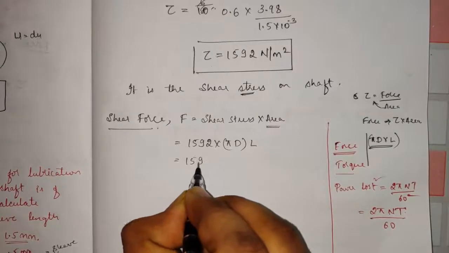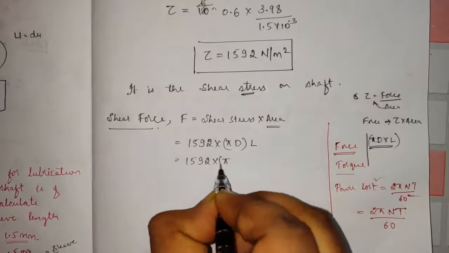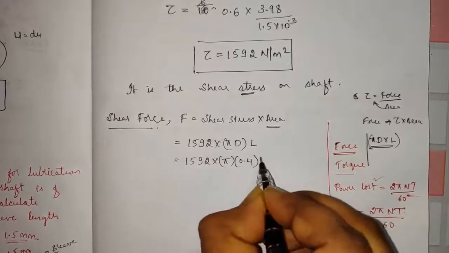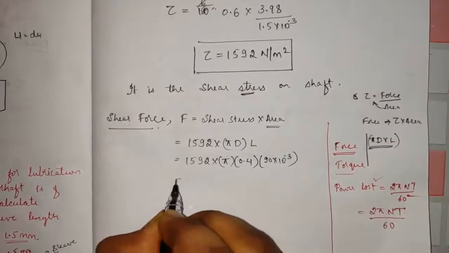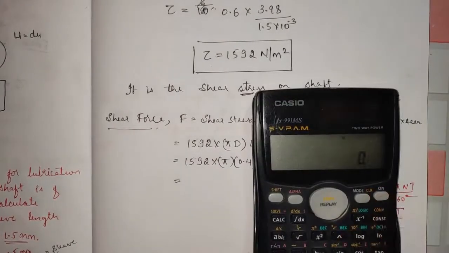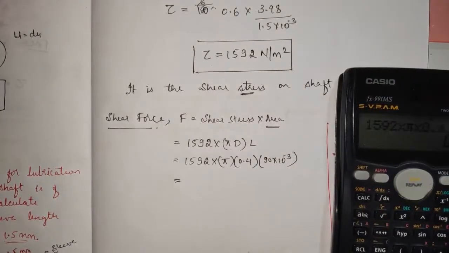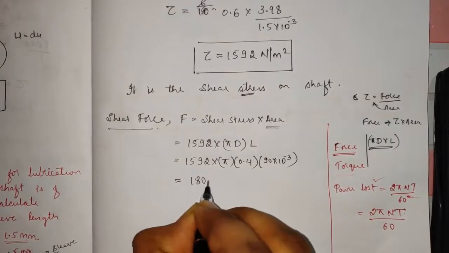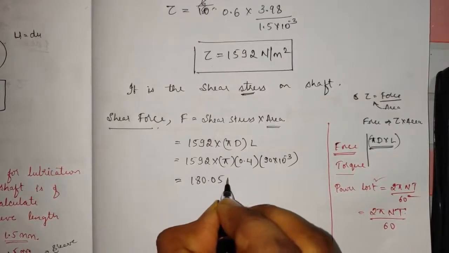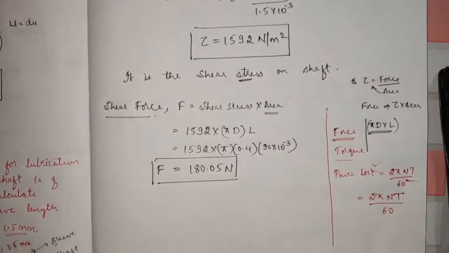So 1592 into, area is pi d. So pi into, what is the diameter? It is 0.4. What length? 90 into 10 power minus 3. So when I calculate it, 1592 into pi into 0.4 into 90 into 10 power minus 3, I'll get 180.05 Newton. So it is force, right? Force will be in Newton.